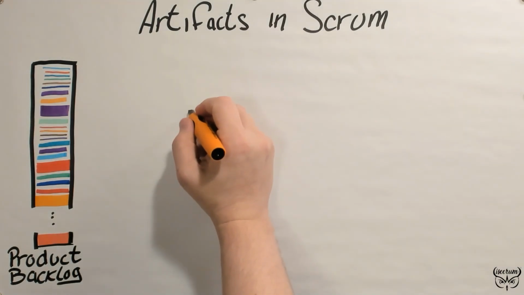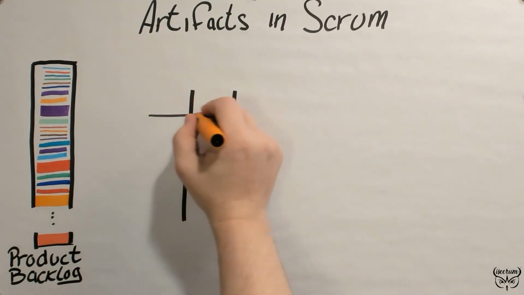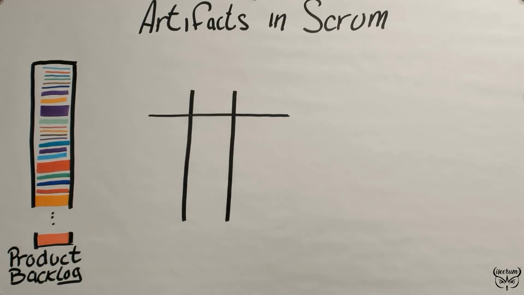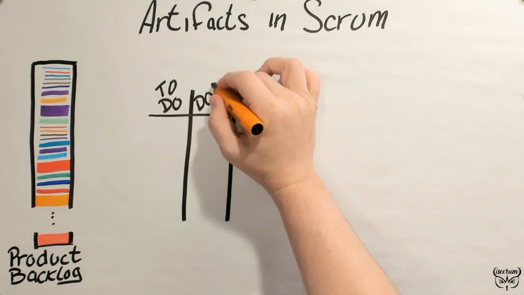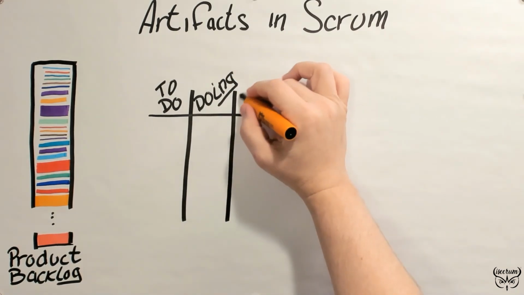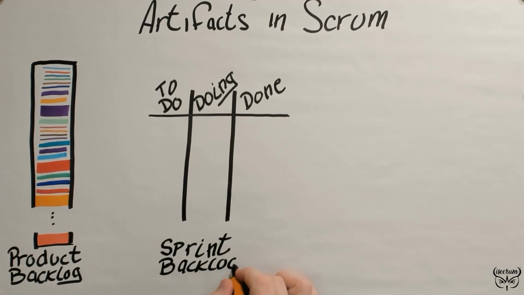Next, we have the sprint backlog. Many teams visualize their sprint backlog using Kanban boards. We're going to draw a very simple version of a Kanban board here. We will have a to-do or not started state. We will have a doing or in progress state. And we will have a done or finished or completed state.